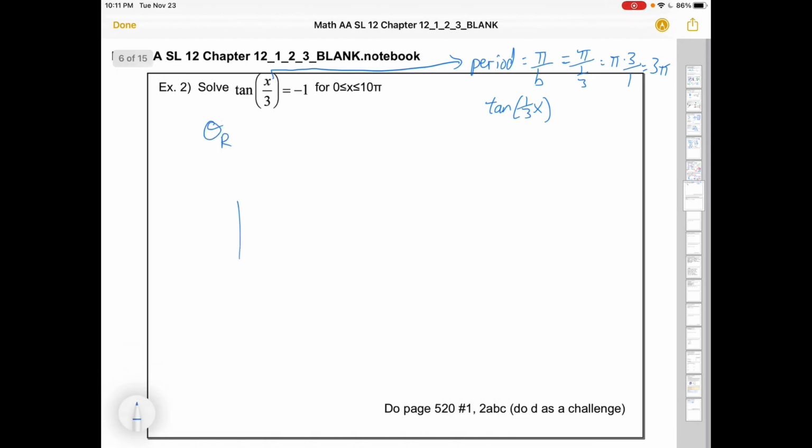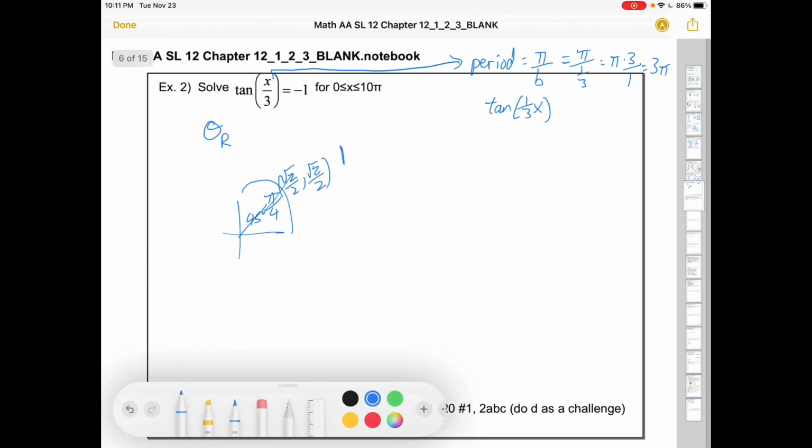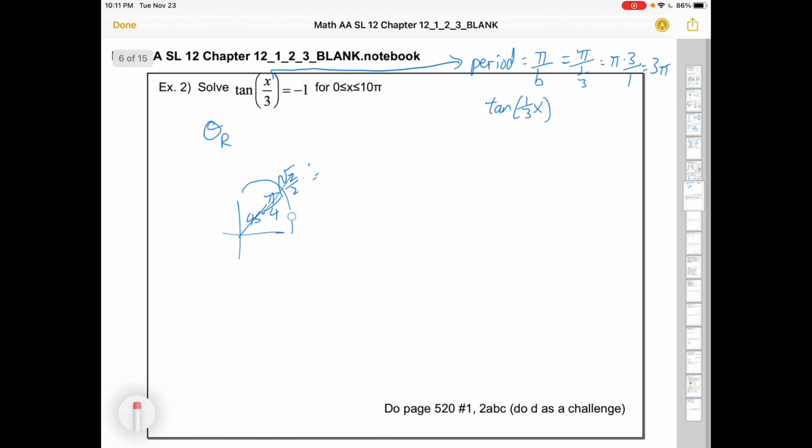So the reference angle, where's there a tangent of 1? That'll happen at 45 degrees or at pi over 4 from our unit circle. And that's because we're at the point root 2 over 2, root 2 over 2. Y over x would just give you 1. So tangent's 1 at 45 degrees or pi over 4.